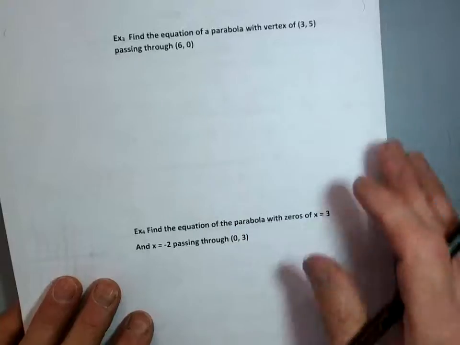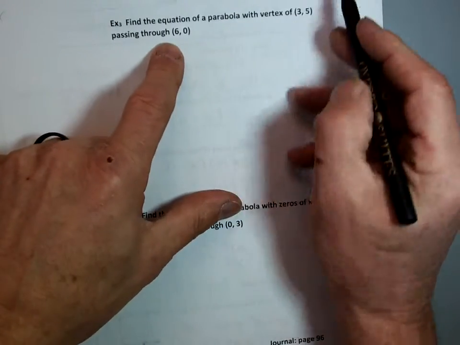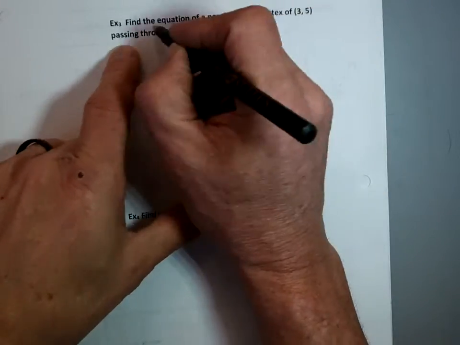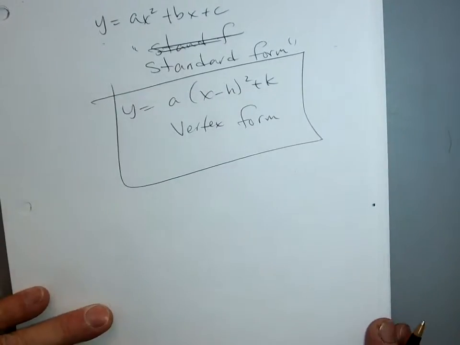Now, example: find the equation of the parabola with a vertex of this, passing through this. Now, all of a sudden we got a vertex. We got to go and use our vertex formula. Okay, we got the other formula. Can we do that? Sure.